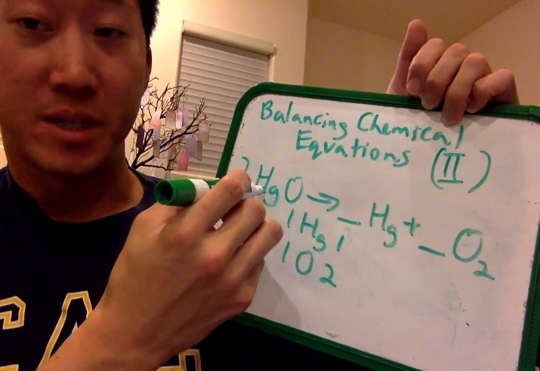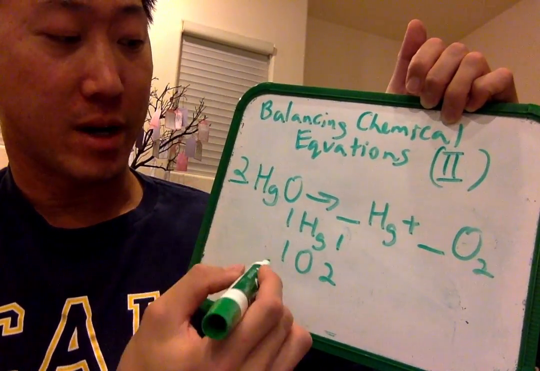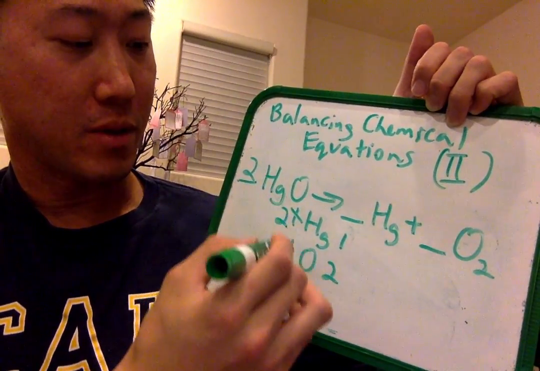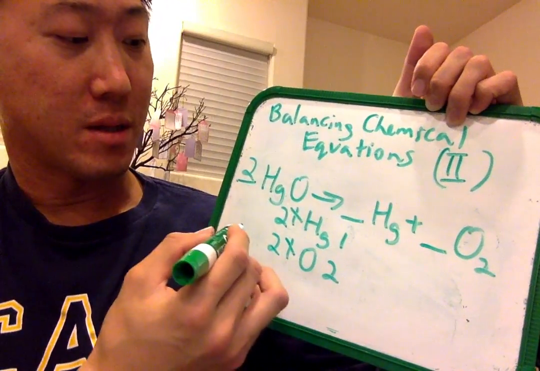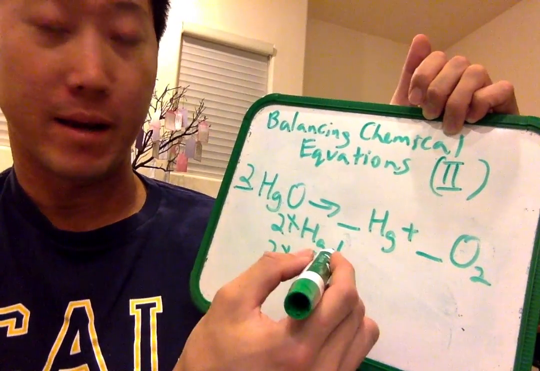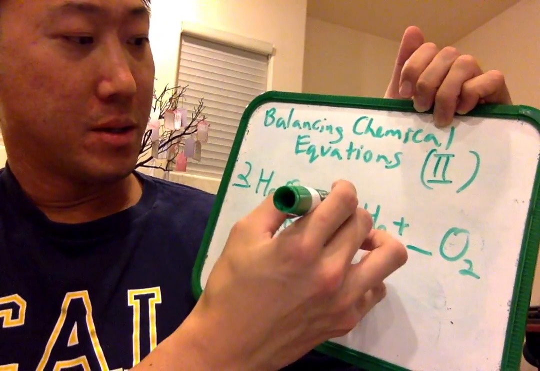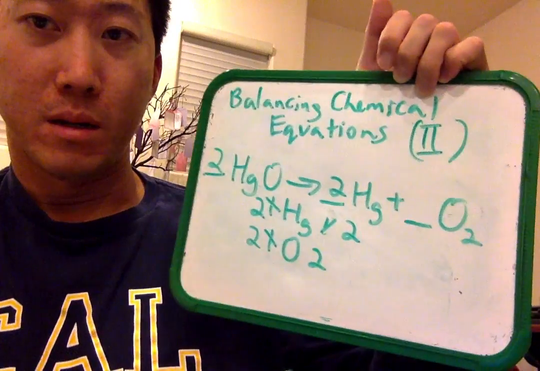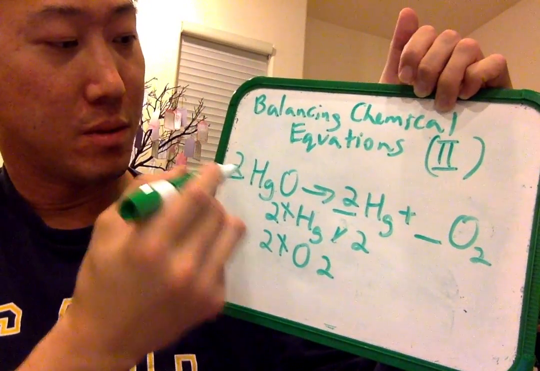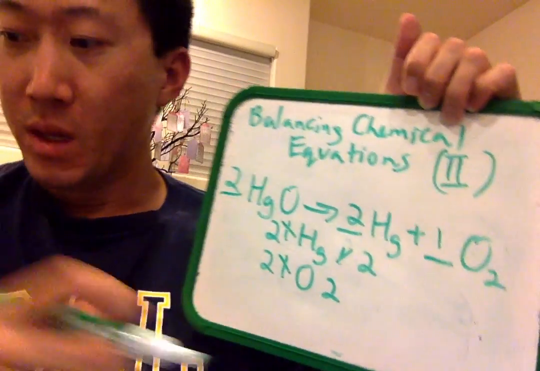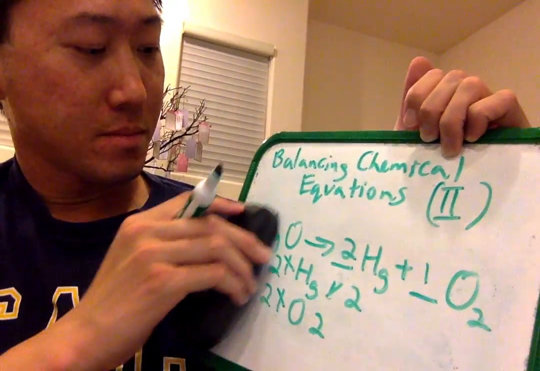But again, that changes everything, the number of mercuries and the oxygens. So now we have 2 mercuries on the left, and now we have 2 oxygens on the left, so those are balanced, that's good. But now the mercury is unbalanced, so now we got to change the number over here. We got to put a 2 there, because then that will give us 2 mercuries, and now we're balanced. So 2, 2, 1.